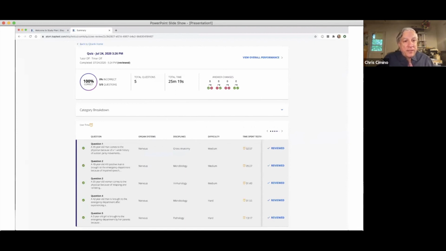As you can see, the summary also provides other information in terms of which organ system was tested and the disciplines that were tested and the level of difficulty.